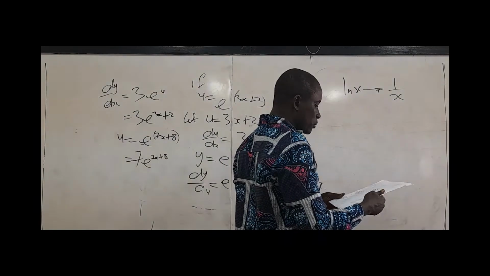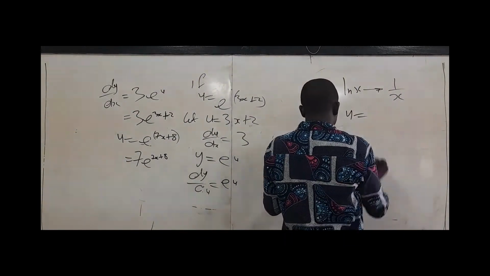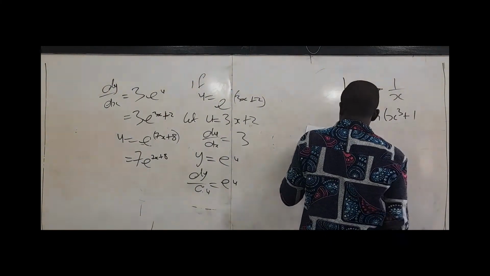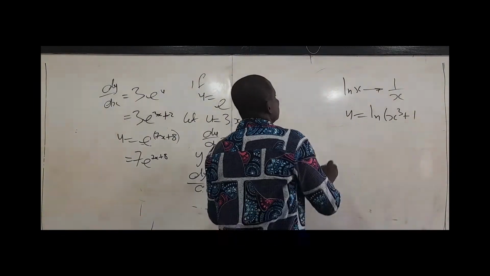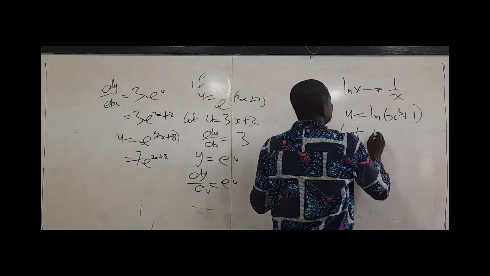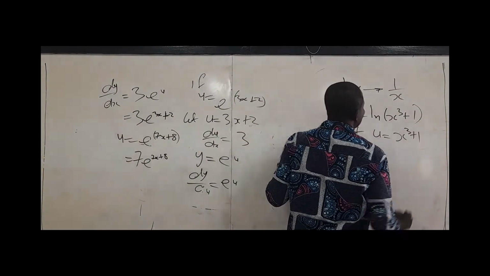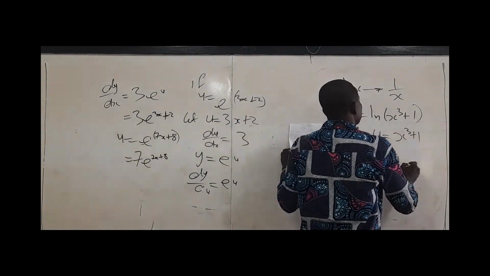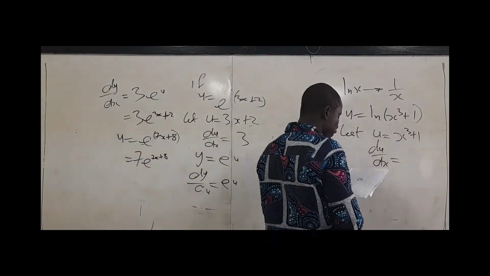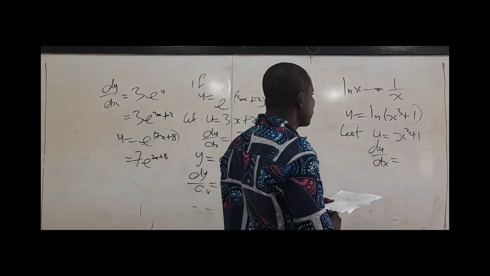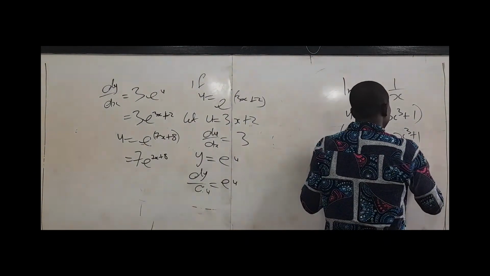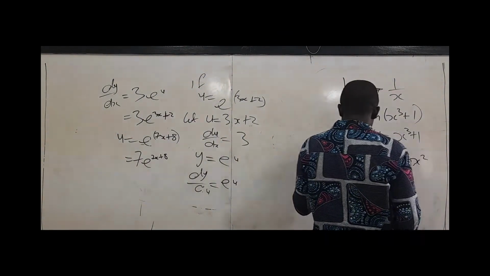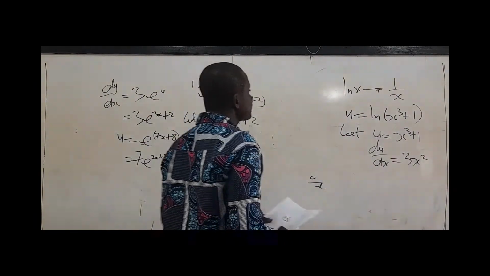Okay. Now let's see this one. If I have y is equal to ln(x cubed plus 1), then what we are going to do is that you let u be equal to x cubed plus 1. Let's see whether what we are saying is true. Then du/dx, what will happen here? Check it carefully. We are going to get 3x squared. Is that right? Yes, I think that is right. So that's the du/dx.